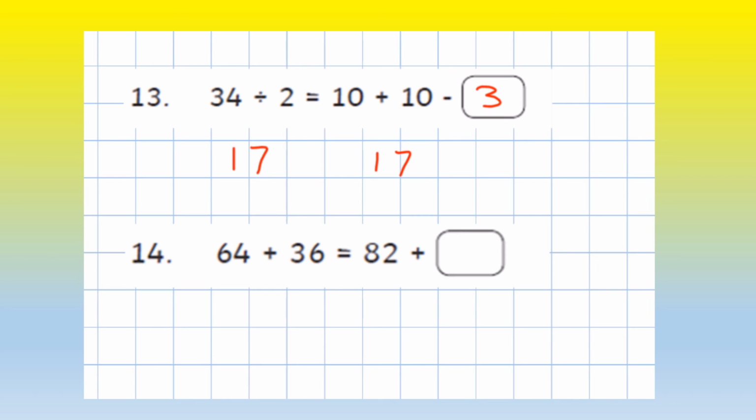64 plus 36, straight away number bonds, 6 and 4 is 10, 60 and 30 is 90, 90 plus 10 gives me 100. Okay, I've got to make this equal 100. So 82, what do I add to 82 to make 100? Well, 82 up to 90 gives me 8, and the 10 gives me 100. That's got to be 18 in there.